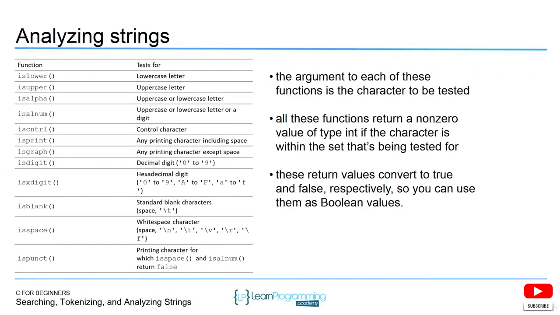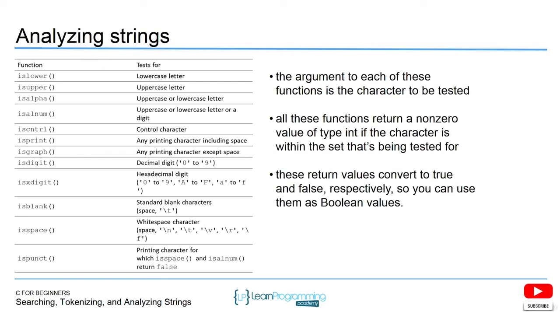The last functions I want to talk about are these analyzing string functions. islower, there's a ton of them, so I just provided a little table here. islower, isupper, it does exactly what you think it would do. It tests to see if a character is lowercase or uppercase. So we're testing certain characters, but they're used inside strings. And so the argument to each of these functions is the character that you want to look for. And then all these functions return a non-zero value of type int if the character is within the set that's being tested.